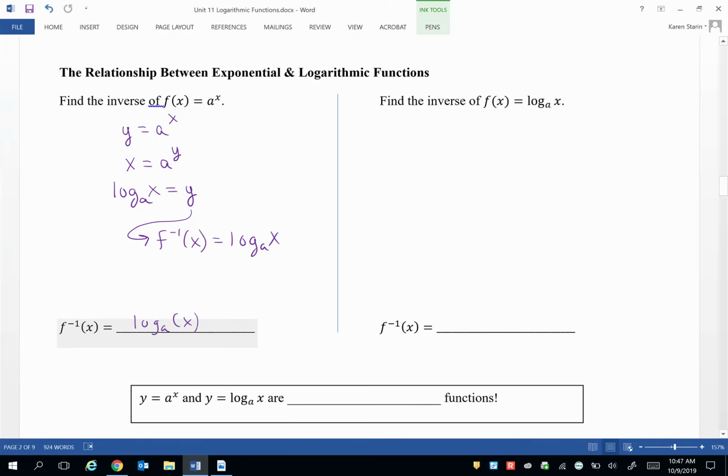Now let's go the other way to show that the inverse of a log function is an exponential. So let's first take this function notation and let y represent f of x. Let's interchange x and y. So we're going to flip who's x and who's y here.